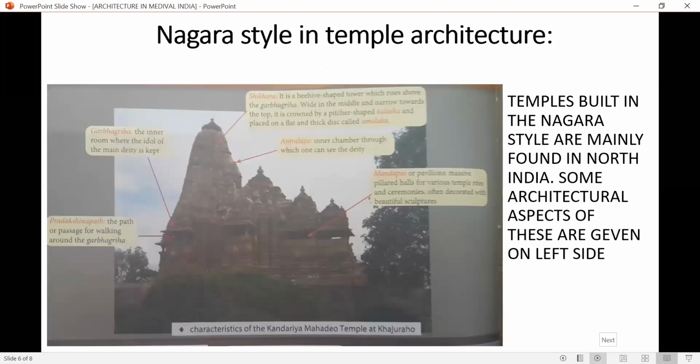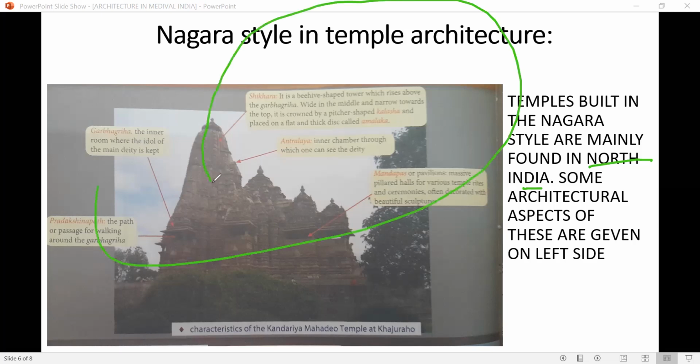In temple architecture, the first style is the Nagara style, as I told you. The Nagara style is built mostly in North India. Why am I saying mostly? Because these styles are made mostly in North India and in the upper region of India, or we can say in the Deccan part also. Some architectural aspects of these are given on the left side.